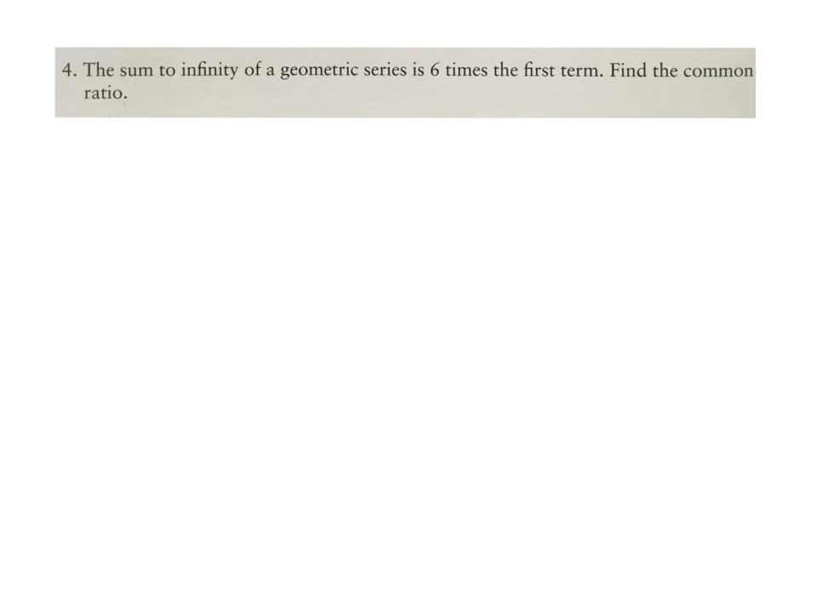The sum to infinity of a geometric series is 6 times the first term. Find the common ratio. So the first sentence is saying that the sum to infinity is 6 times the first term. So you'd have to get the first term, which is a, multiply it by 6, and that would get you the sum to infinity.